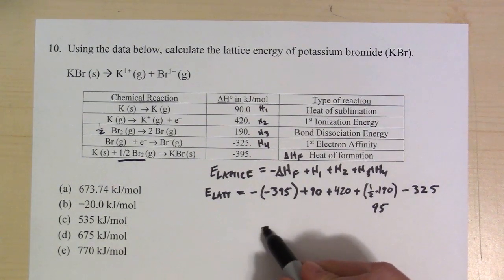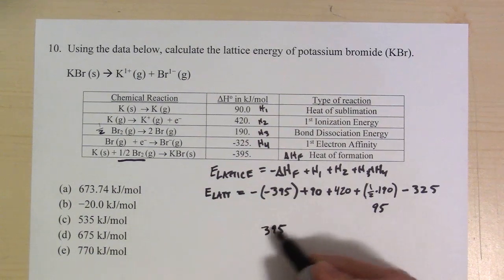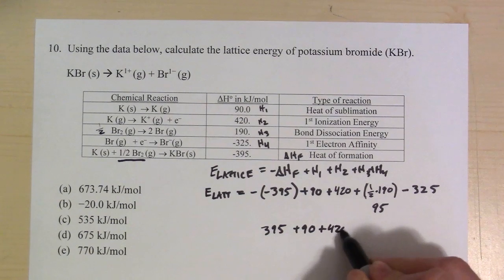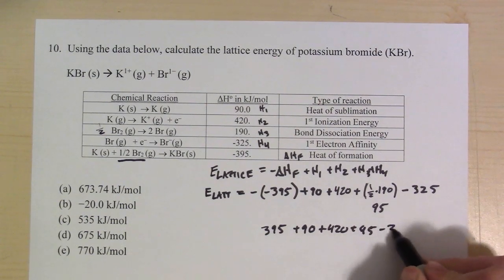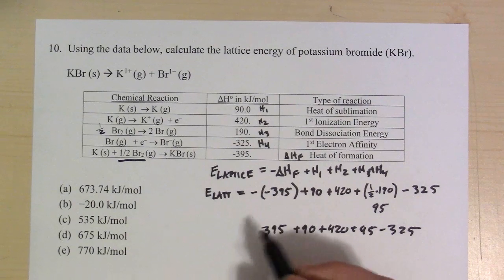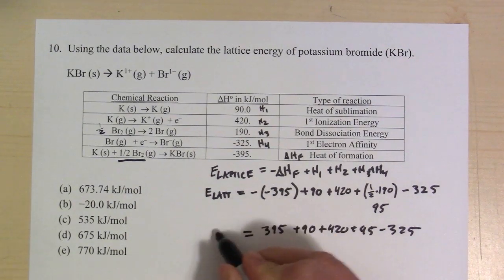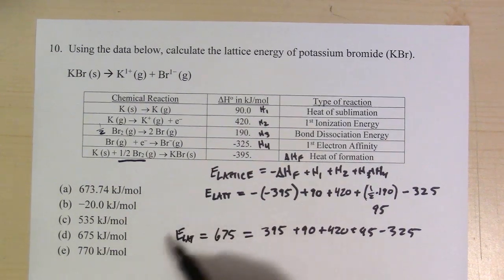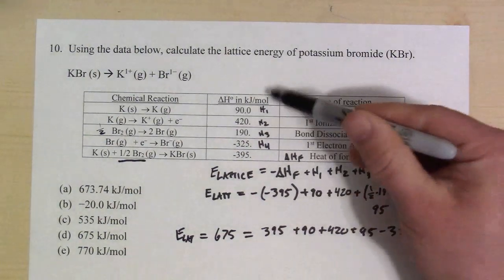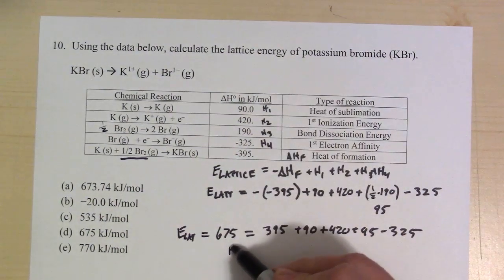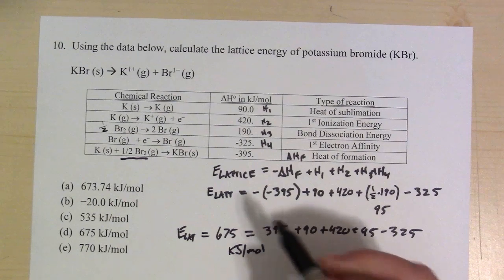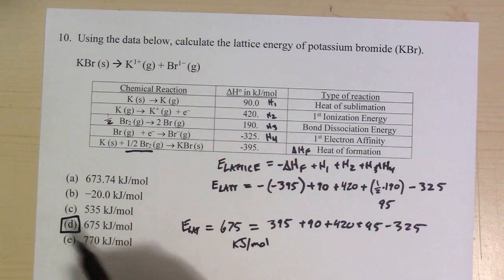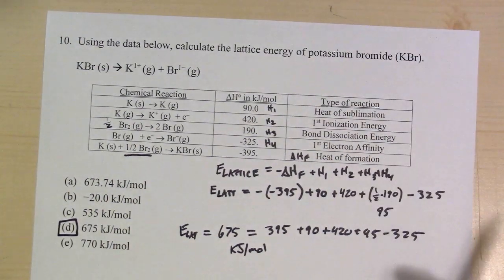The negative of this negative is positive, so 395 plus 90 plus 420 plus 95 minus 325 is going to give us the lattice energy, and that is equal to 675. So the energy of the lattice is 675. These were all in kilojoules per mole, so this is as well. That matches answer choice D here. So that is the energy for the lattice of potassium bromide.